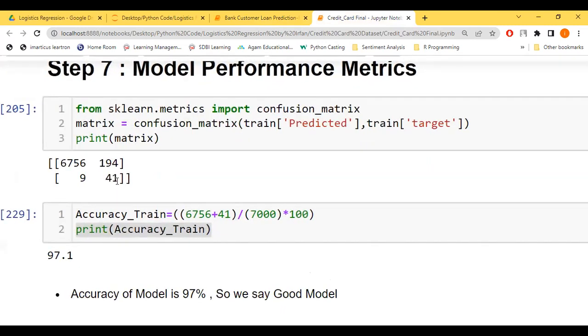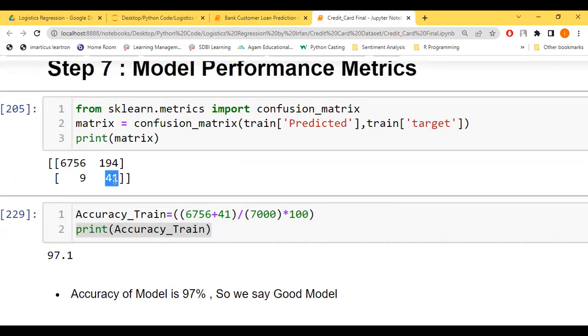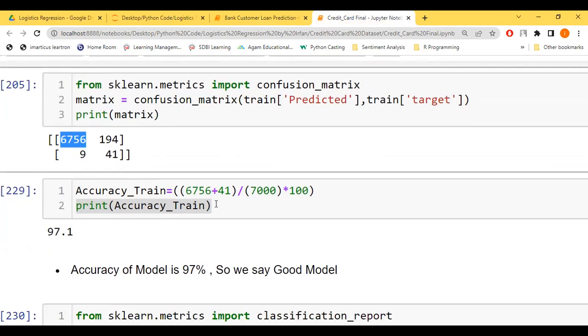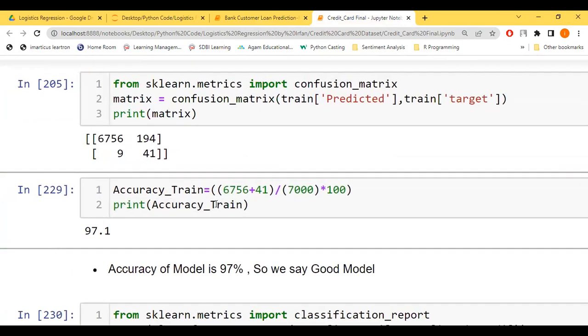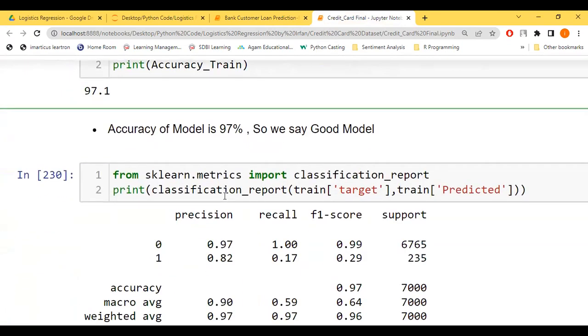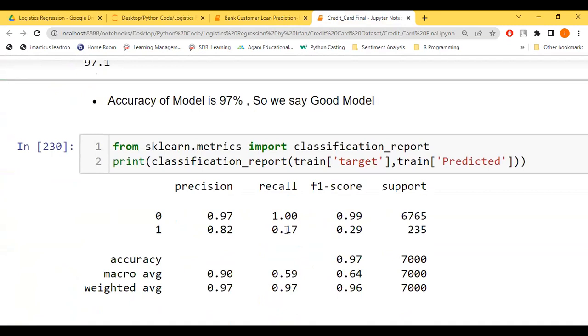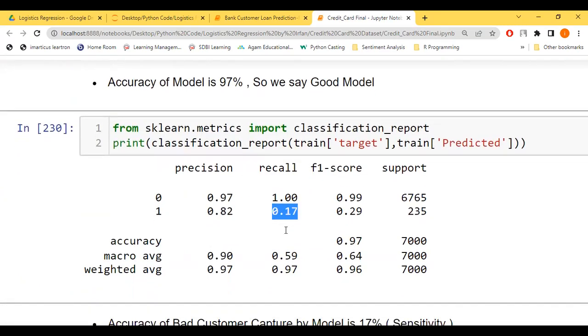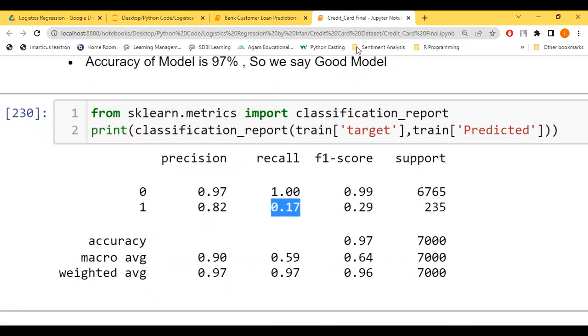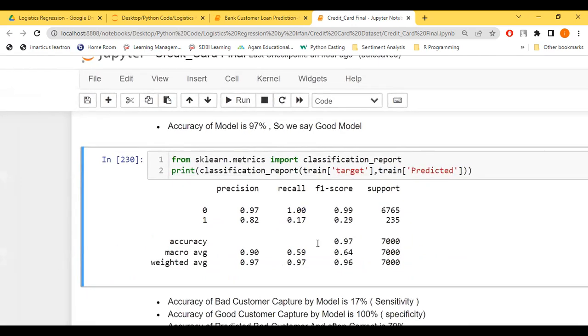This 41 is your TP. This is your TN. TP plus TN divided by total will give you accuracy. This is manual calculation. If you don't want to do it manually, you can do it with the help of the classification report. I explained this one. You were on mute at that time or not in network. Okay. Don't worry, Anisha. I will repeat again for you.